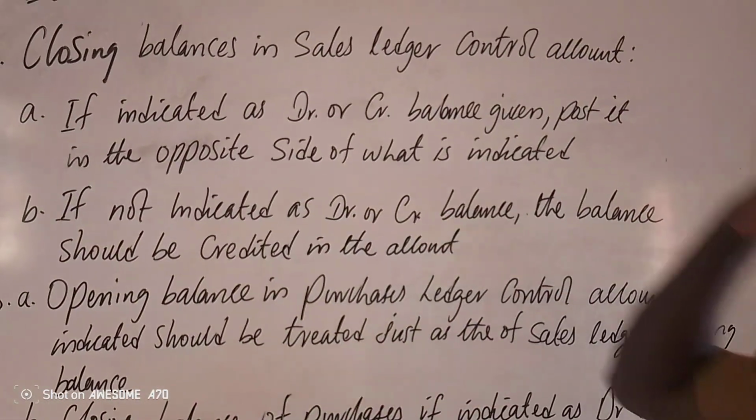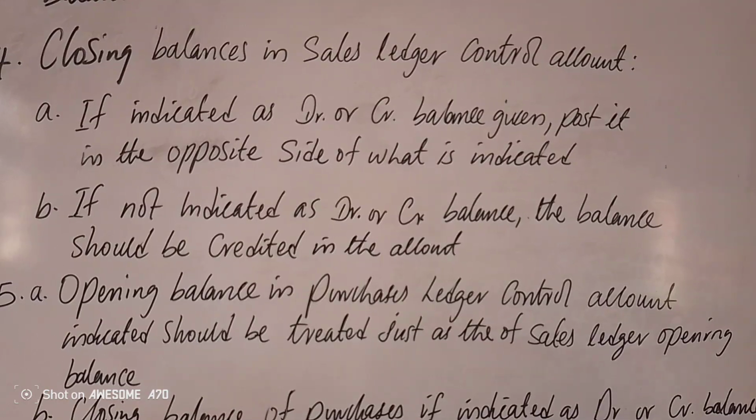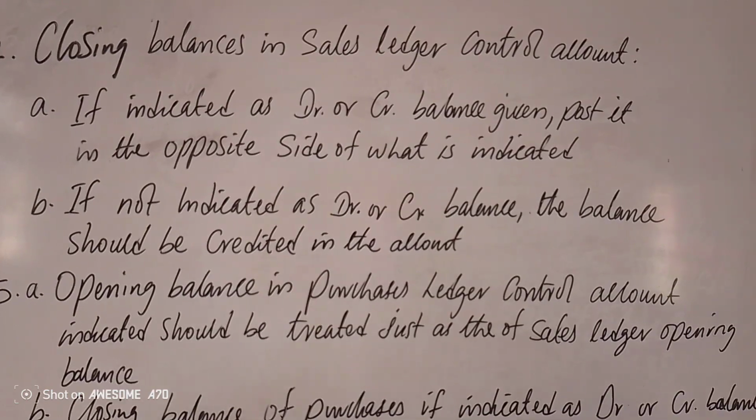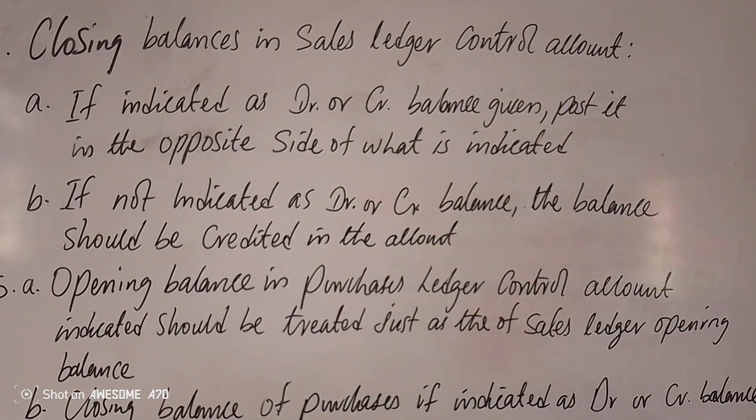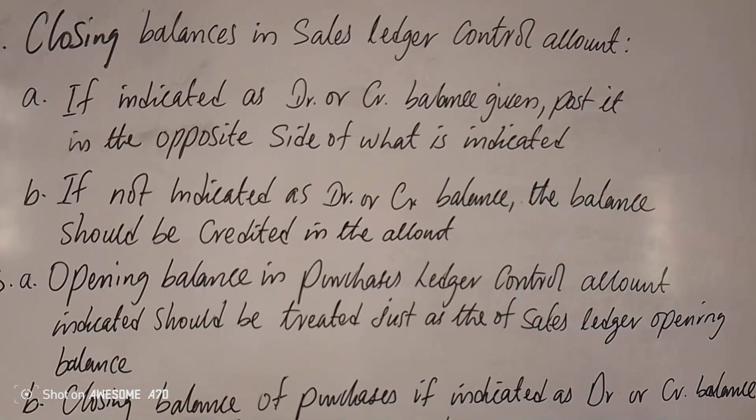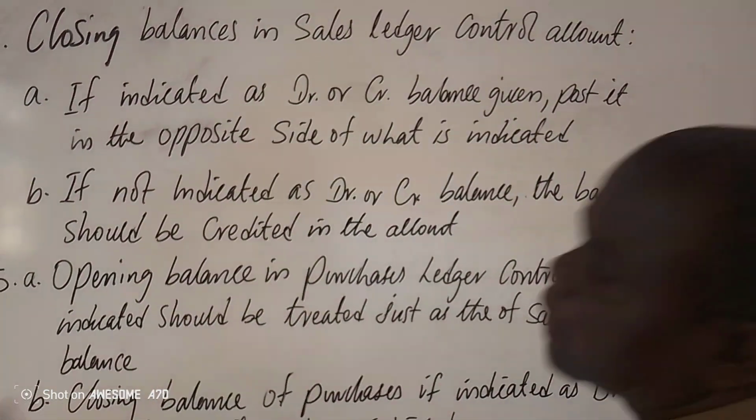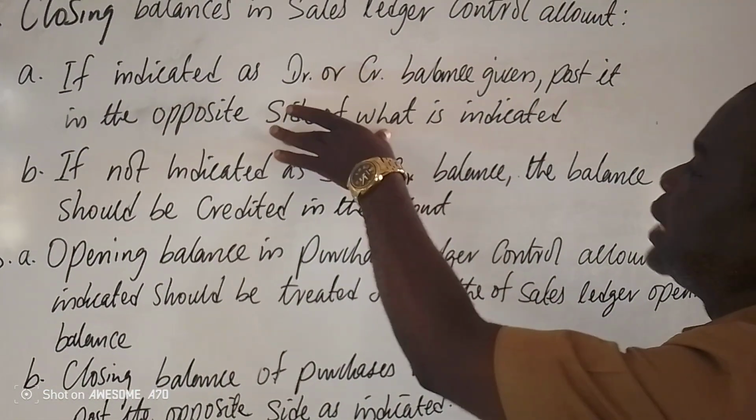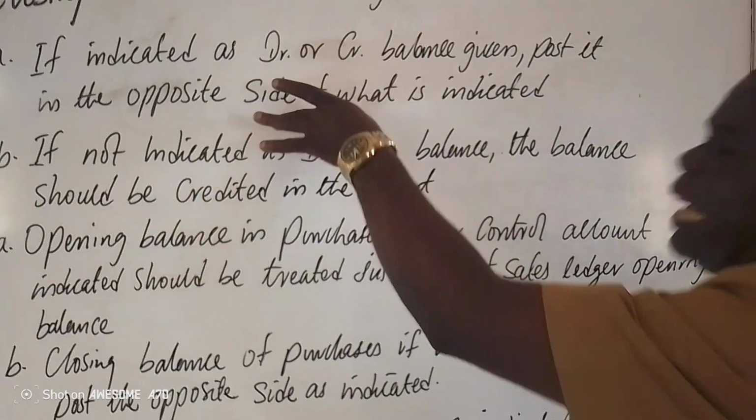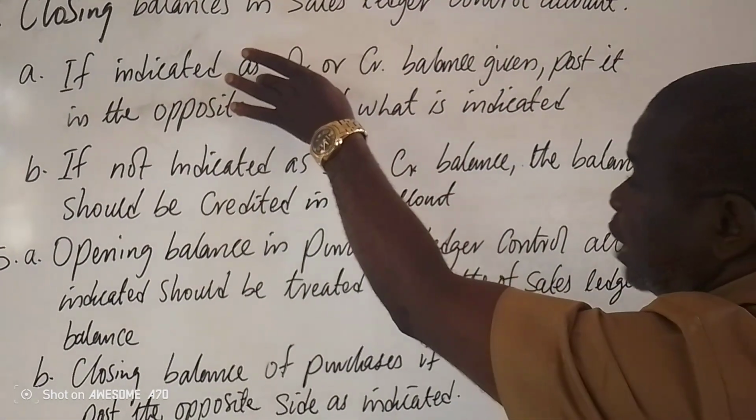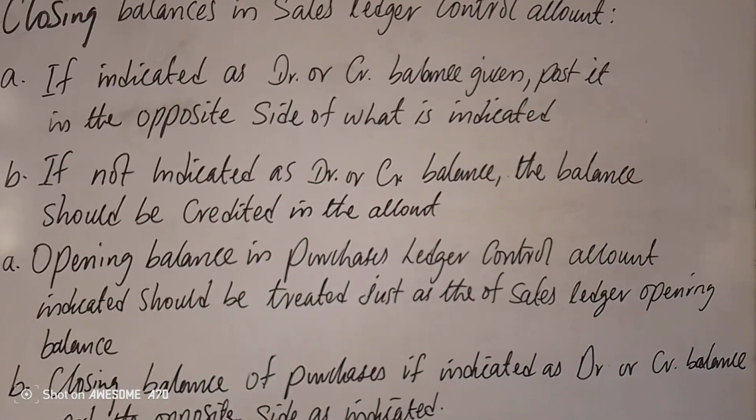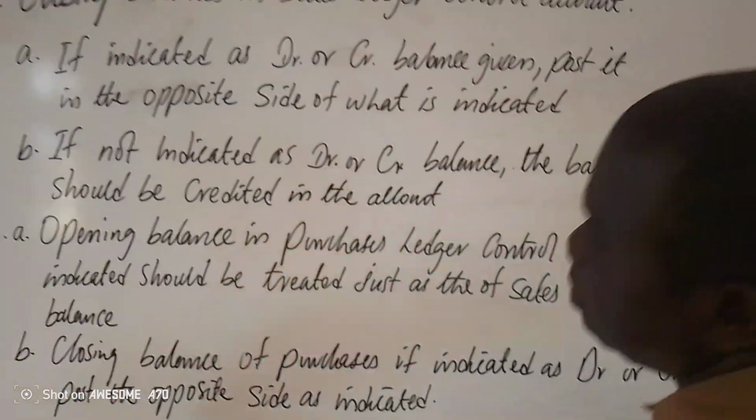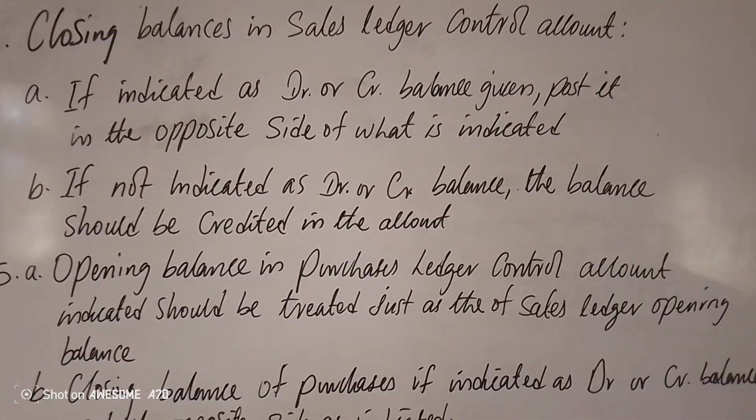In this case, if the question presents to you that a sales ledger closing balance is a debit balance, please post in the opposite side. If indicated as a debit balance, take the balance and post it on the credit side of the sales ledger. If indicated as a credit balance, take the balance and post it on the debit side of the sales ledger. That is what we're talking about. So if the closing balance is indicated, please post in the opposite side of the position. Meaning, if it's a debit balance, post it in the credit side as closing balance carried down. If it was indicated as a credit balance, post in the debit side of the account as closing balance.